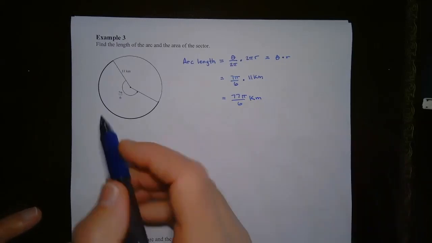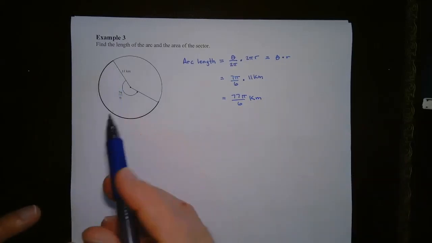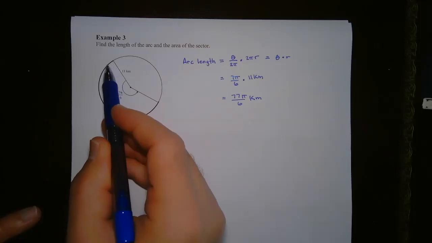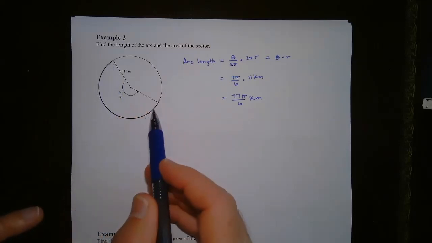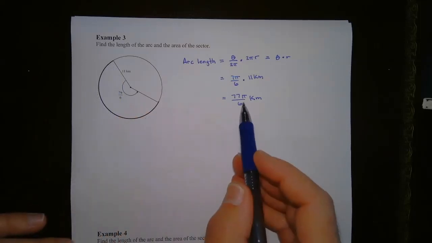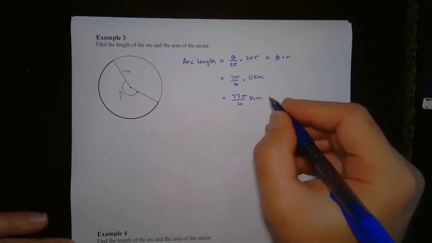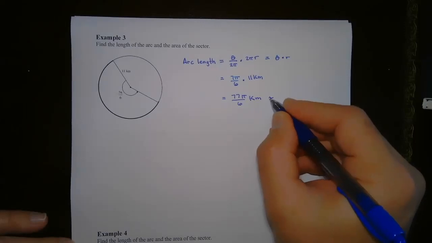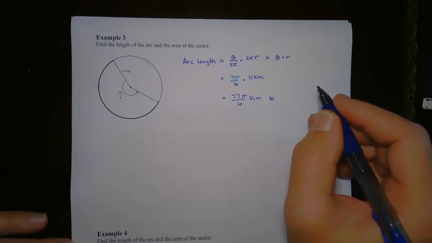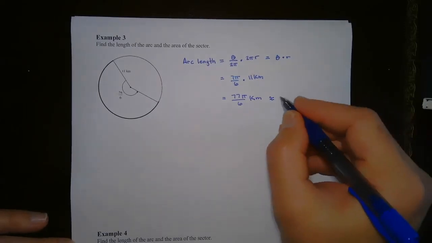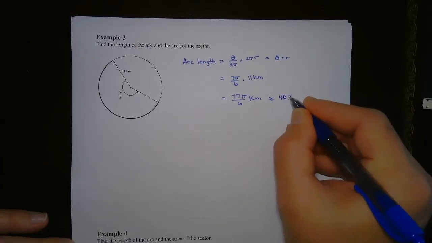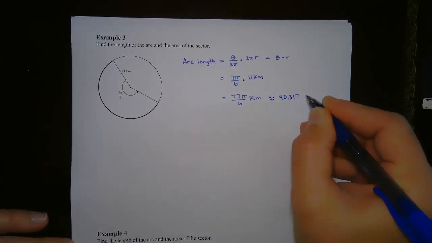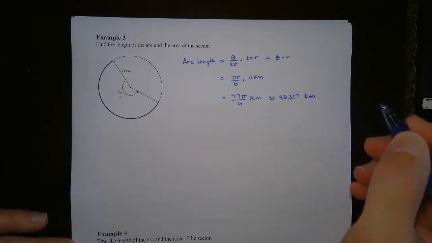And that would be the length of this. So if you took a string and lined it along this, and then you straightened it out, that's how long it would be. And so we want to put this into our calculator. I'm not going to go to the calculator to do that. I already have it right here in front of me, but it'd be 40.317, and that would be kilometers also.